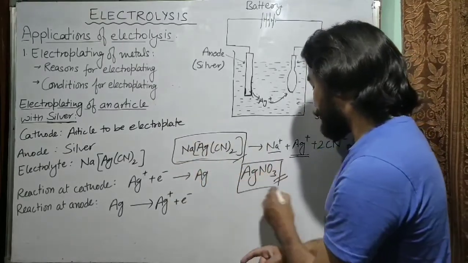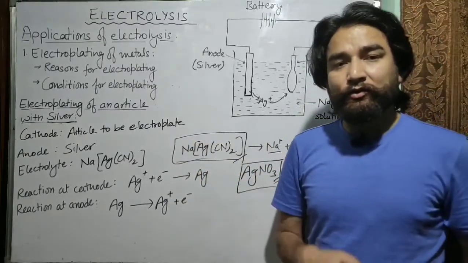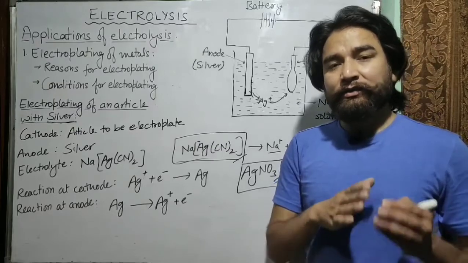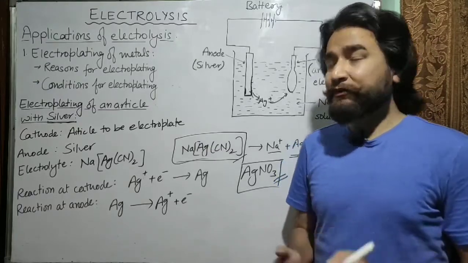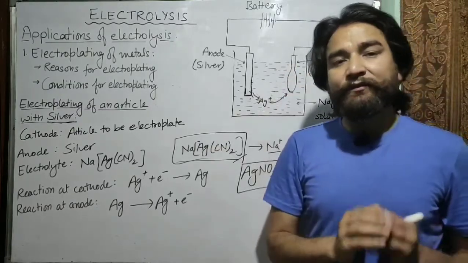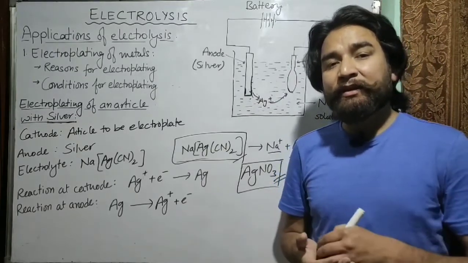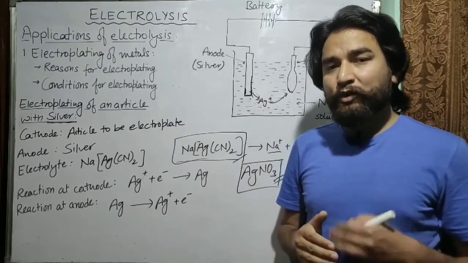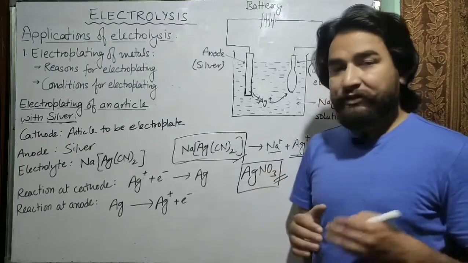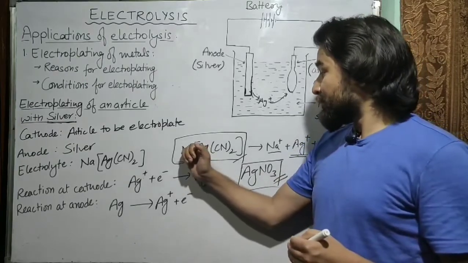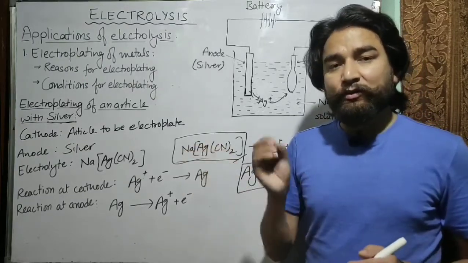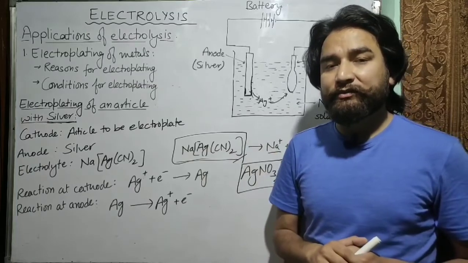This electrolyte will result in a non-uniform and rough deposition of silver metal on the surface of the article which is kept at the cathode. Therefore we don't use silver nitrate, instead we use sodium argentocyanide. So this question may be asked in your examination.